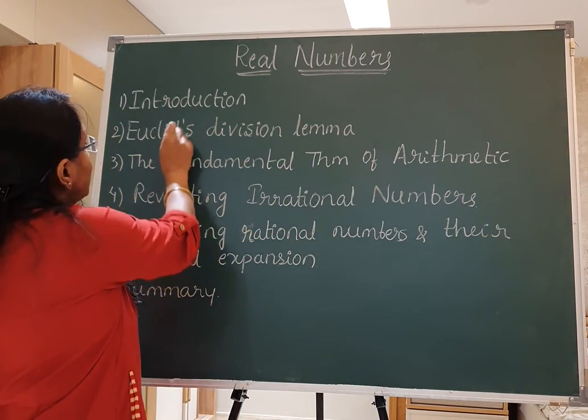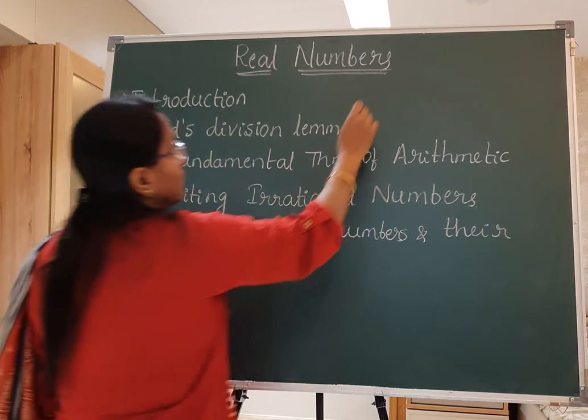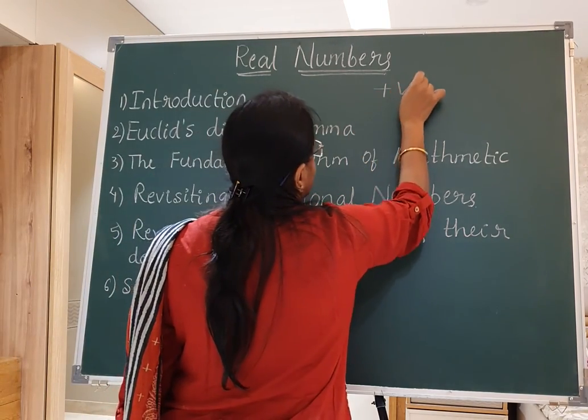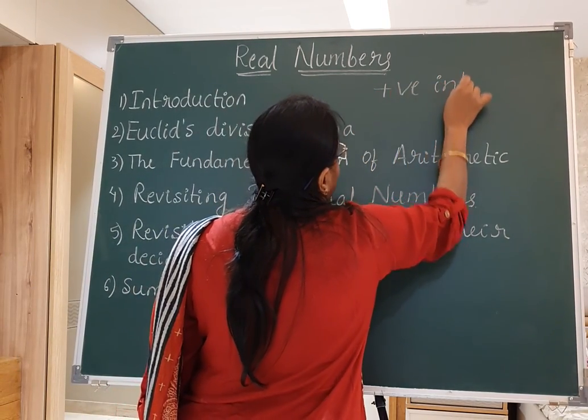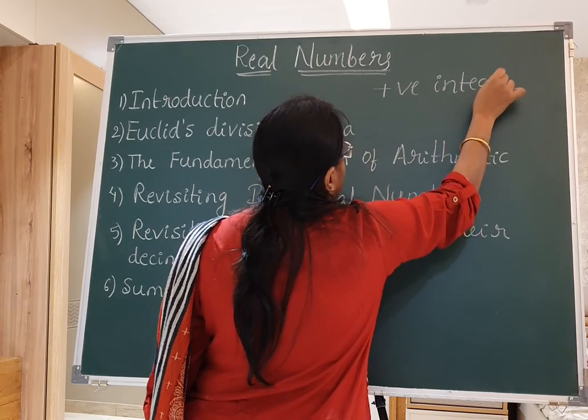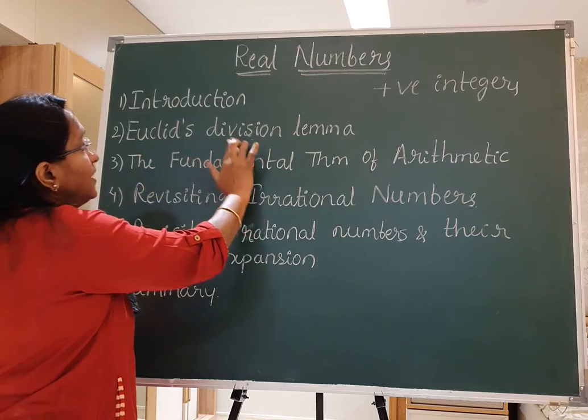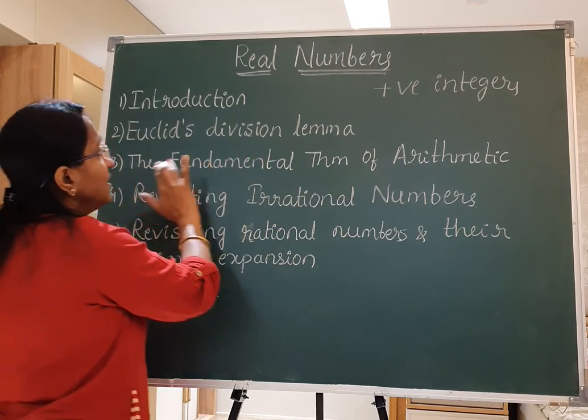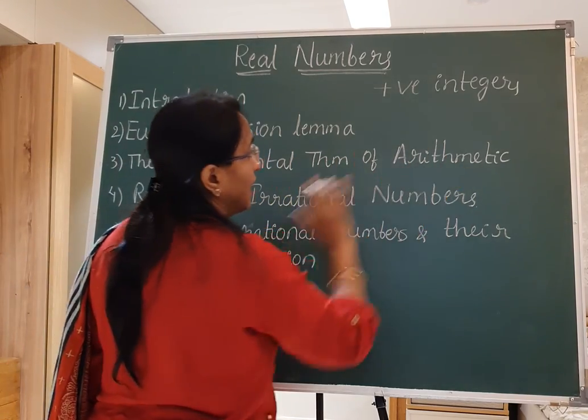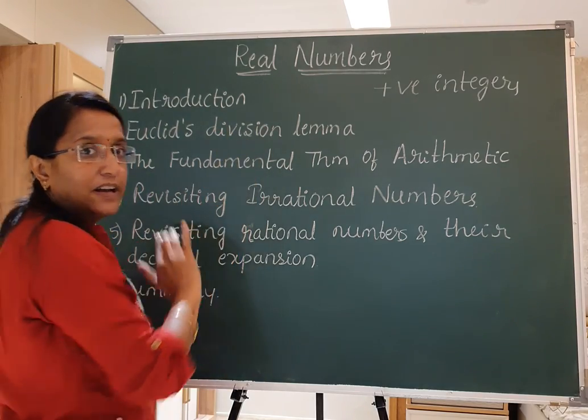So, in the introduction part, what will we be studying in this chapter? We are studying two important properties of positive integers. What are those important properties? One is Euclid's division lemma, the other one is the fundamental theorem of arithmetic. These two are very important.